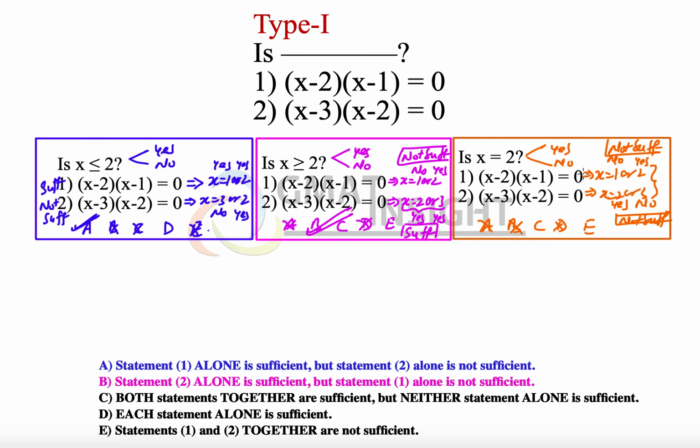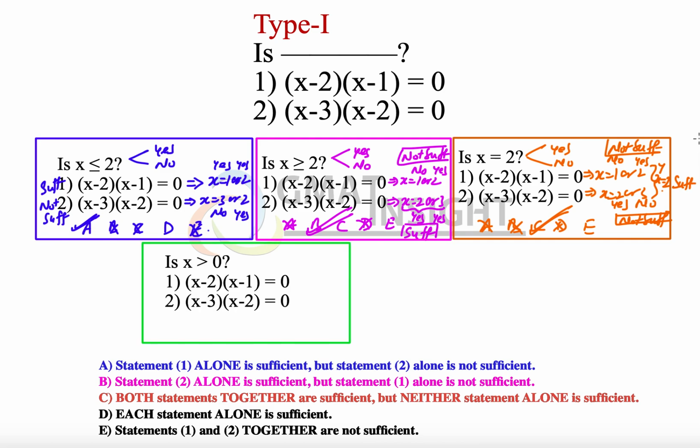And the second statement rules out x equal to 1, which means now we are left with x equals to 2. So the answer to the question is definitely yes, which means together we know that the two statements are sufficient, and therefore answer to the question becomes option C for this particular question. I hope you understand this, and therefore now let me quickly take you to question number 4. Question number 4 is a question that is asking, is x greater than 0?